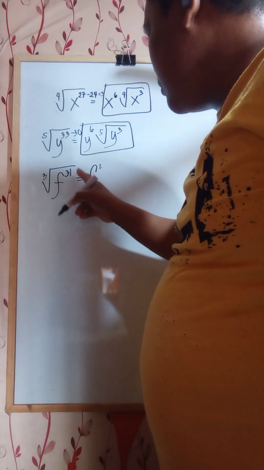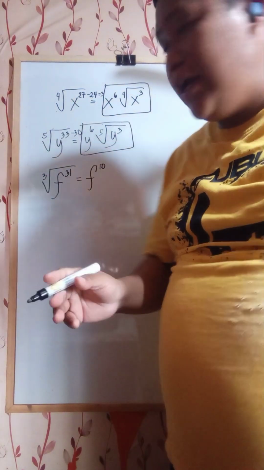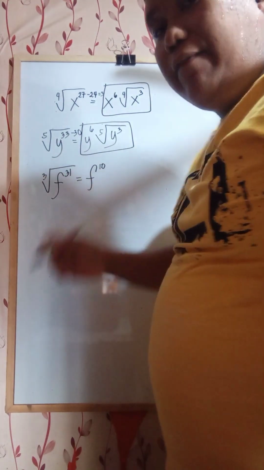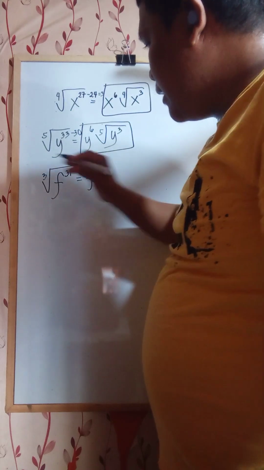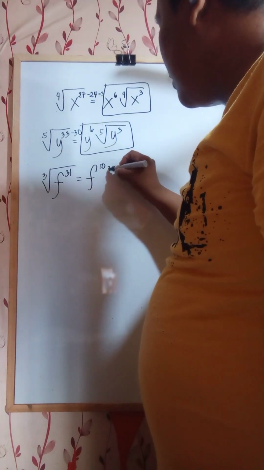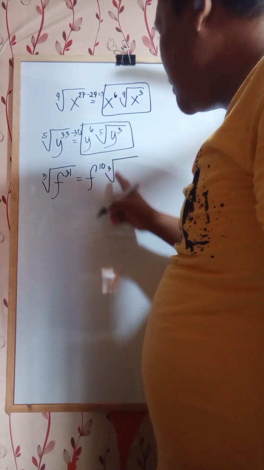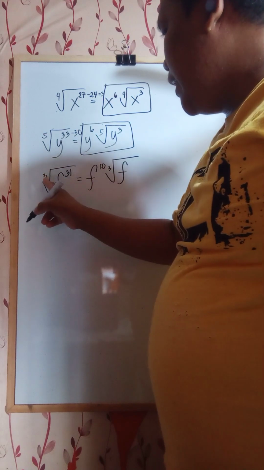Then so that is 10. Takto. Kaya 10 times 3 is 30. So di man ka pwede mag-11 kaya 33 naman. So 10 yun ang imuhang answer. 10 times 3 is 30. So copy the cube root, the radical sign, copy again the f, then 10 times 3 is 30.